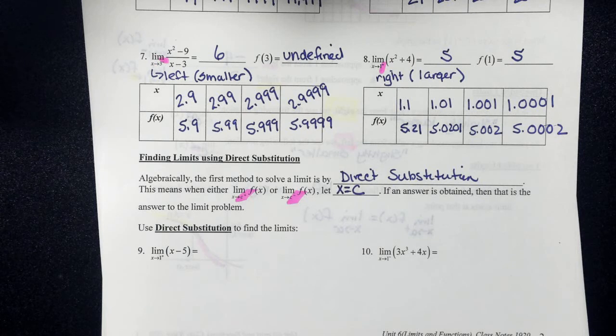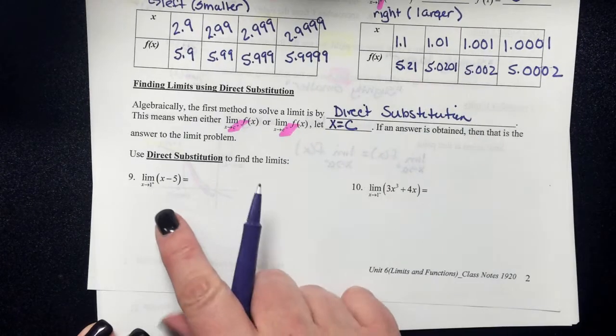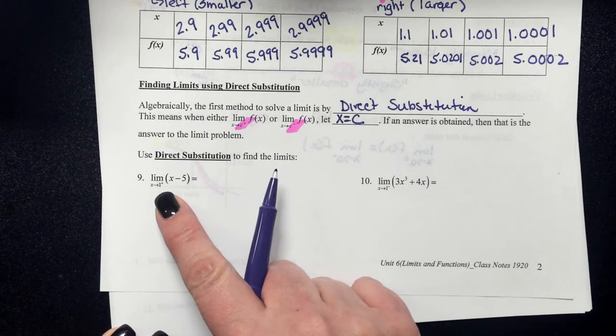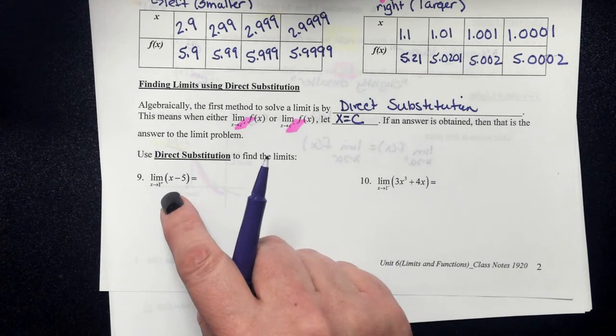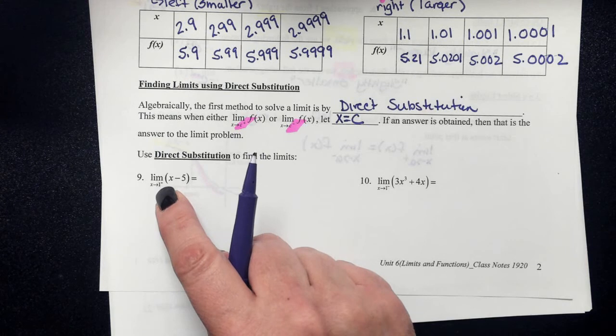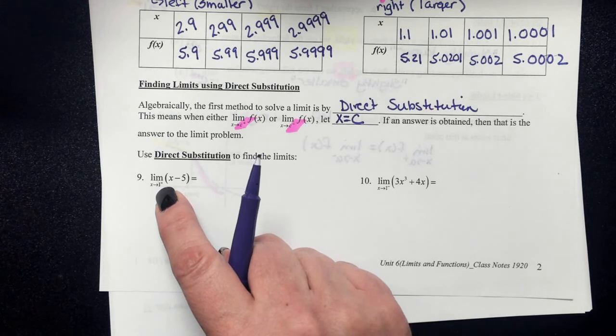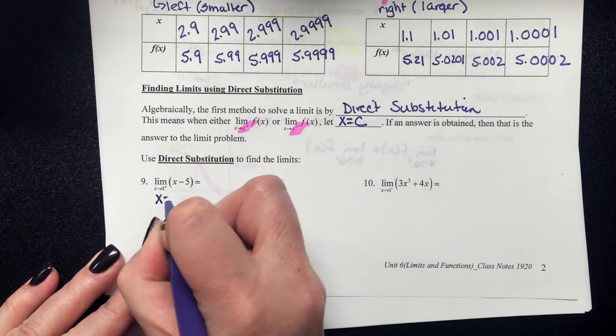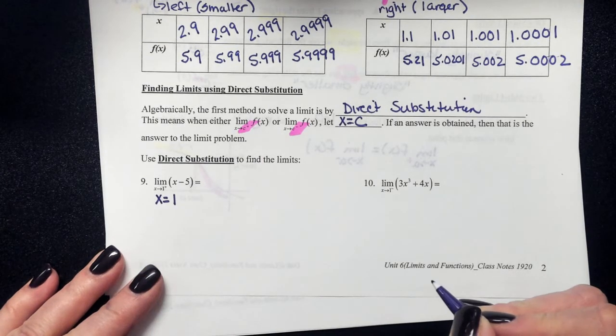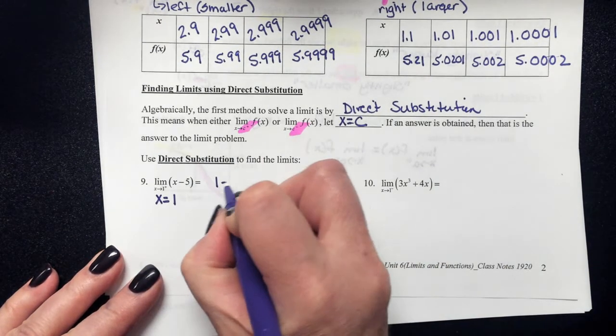Okay? If you get an answer, you found the limit, you're done. So for example, to find the limit as x approaches 1, and again it's from the right, I'm always going to try algebraically and find limits by direct substitution. So what I'm going to do is simply let x be equal to 1, and plug in 1 for x.